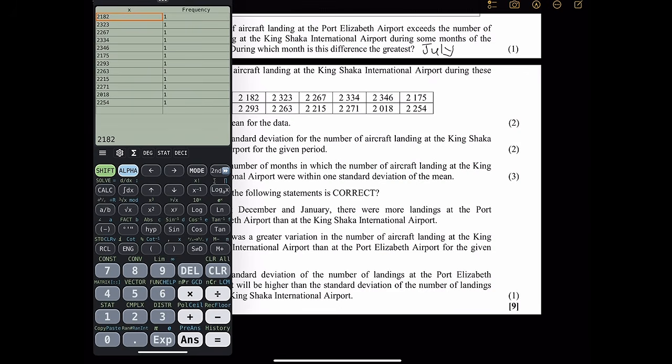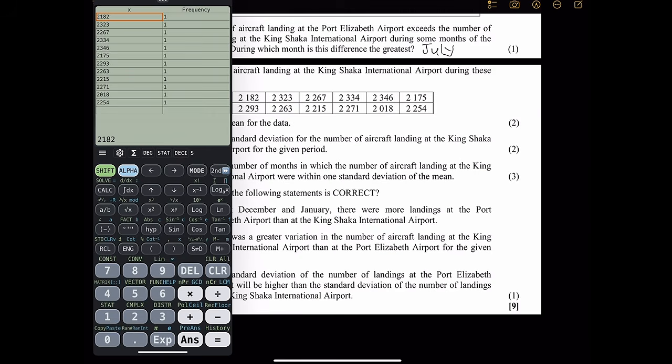Of course, if you're using a calculator, you would say shift. First of all, you go to mode, you choose stat mode, and then obviously you choose the one variable option. Thereafter, you put in the data. Please remember to press AC to store it. And then you say shift and you say stat.